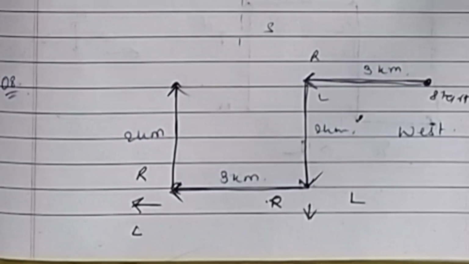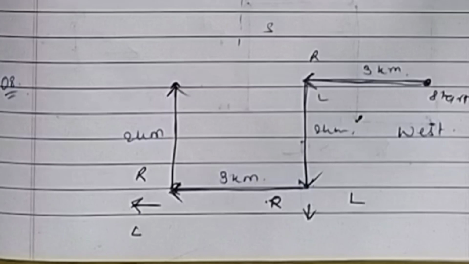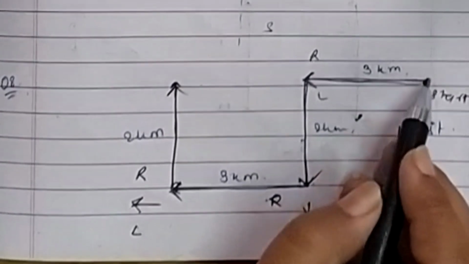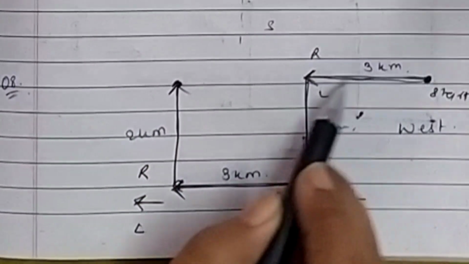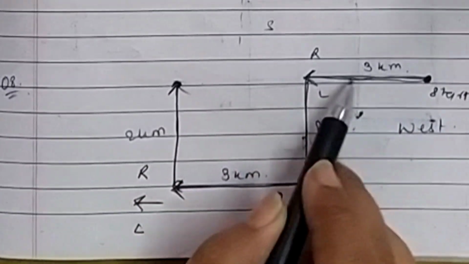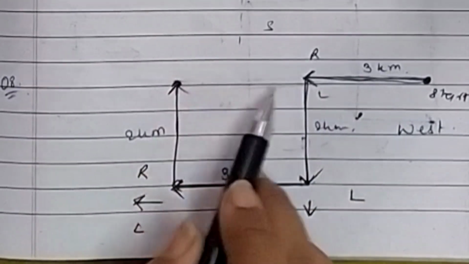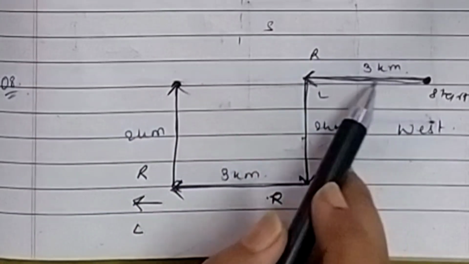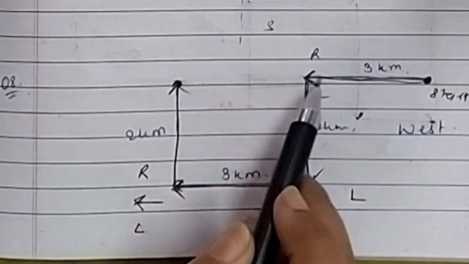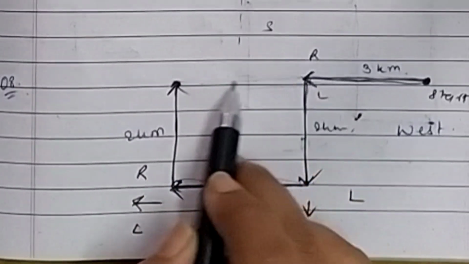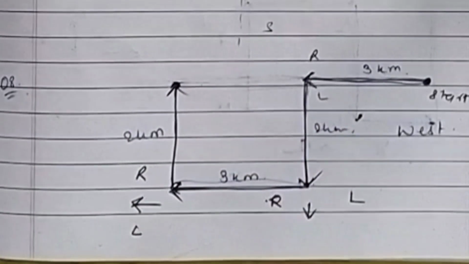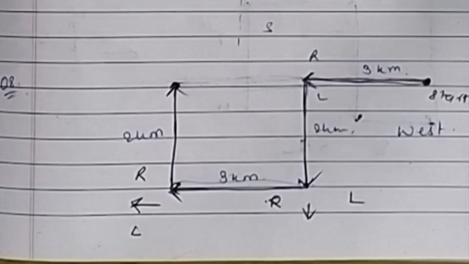So the question is asking in which direction is Ramesh from his starting point now. So we know that the starting point is here and he is here, which is clearly parallel to the starting point. And this is completely the west direction he is moving forward. Even though he is taking a long way around, he is in the west direction if we take the reference from the starting point. Hence the answer for this question is west. Option D, west.